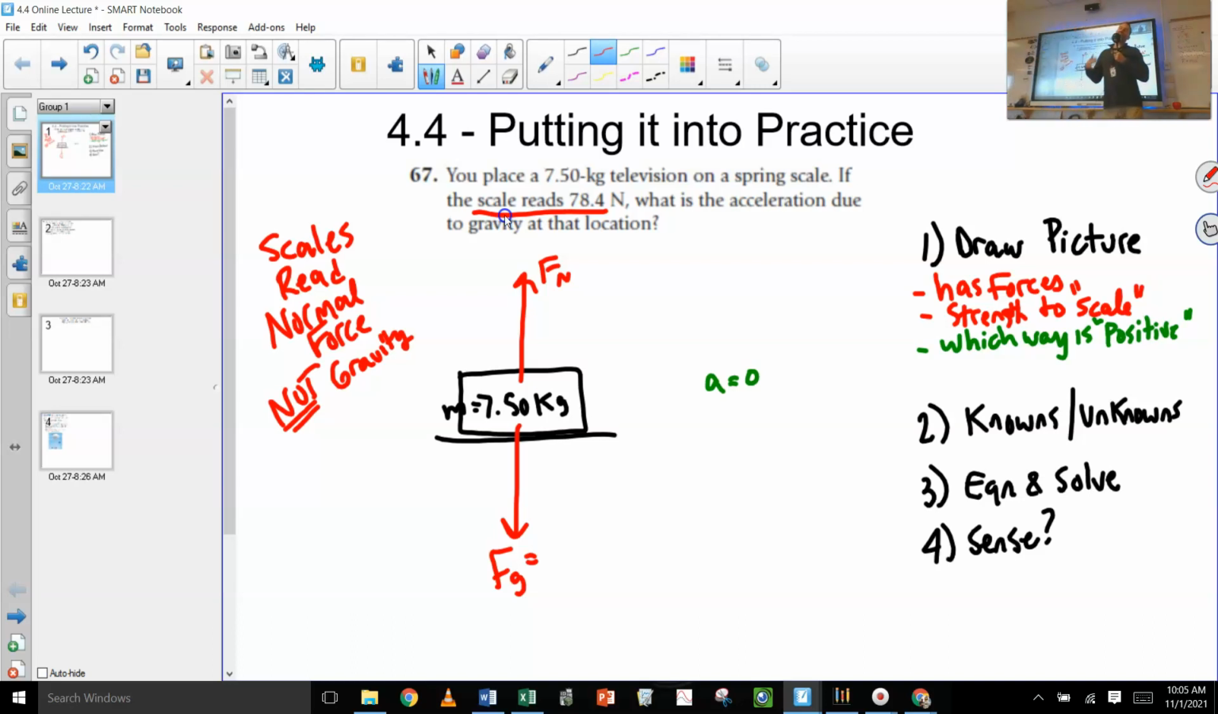The scale reads the normal force, not gravity. And that's kind of counterintuitive because imagine if you're sitting on a scale in an elevator and then somebody cuts the cable. That scale's not going to read anything as you're in free fall. It reads 0, even though you're still attracted to the earth.